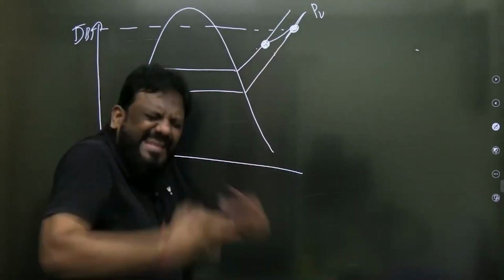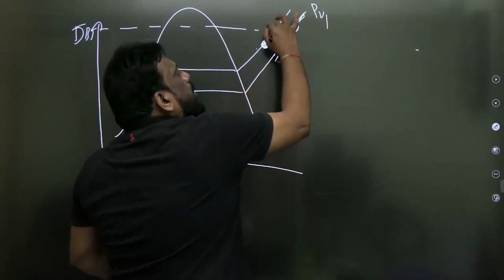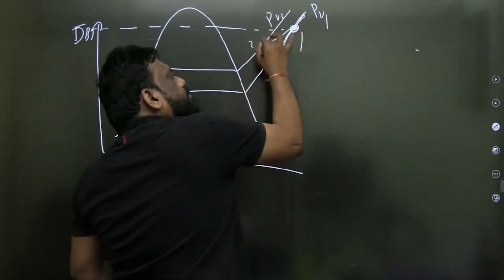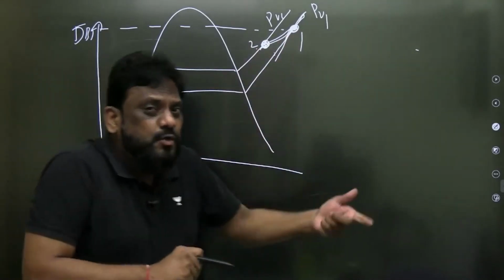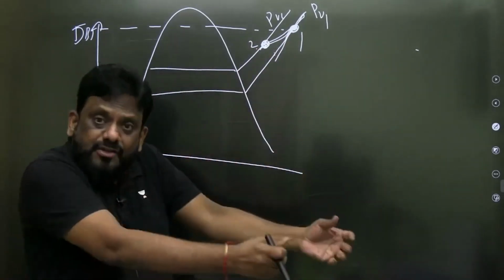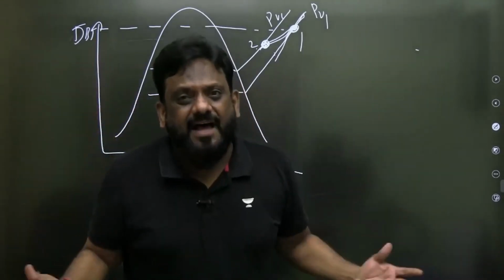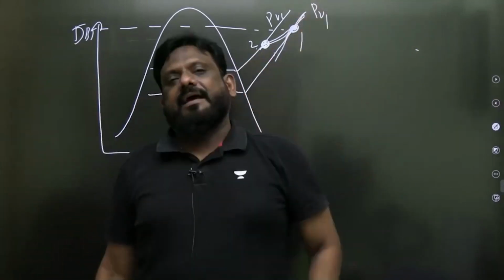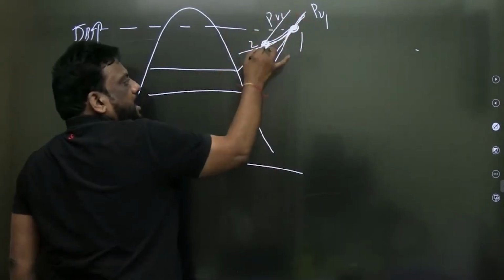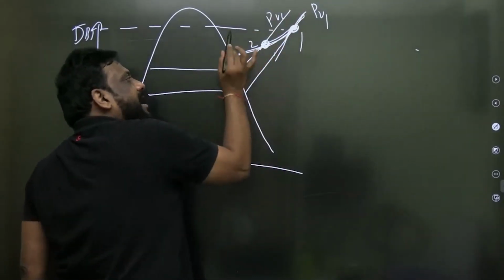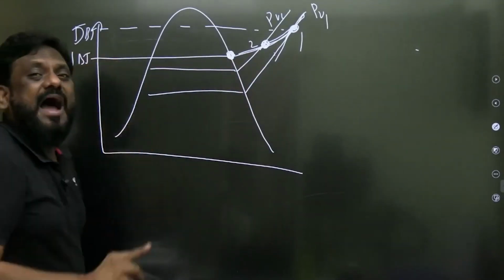Because it is gaining moisture, the partial pressure is increasing from PV1 to PV2. Let us say this is 1, this is 2. And why is the temperature dropping? It is losing heat. Why is it losing it? In the process of gaining moisture. Why is it gaining moisture? Because it needs moisture, because it is unsaturated. If it is saturated, it won't care. So how long is it losing heat and gaining moisture? Until it reaches saturation, and that temperature you call the wet bulb temperature.